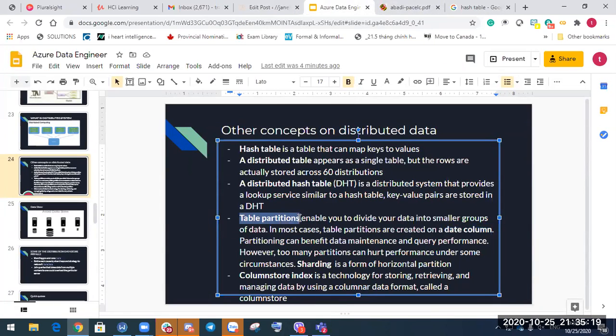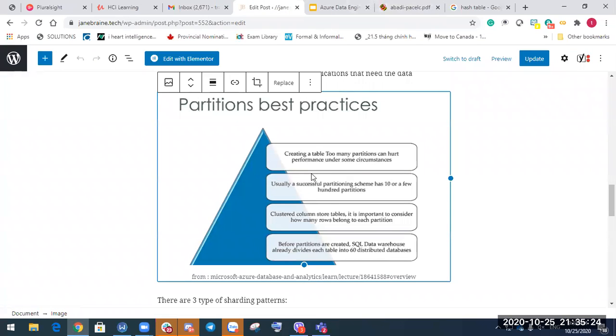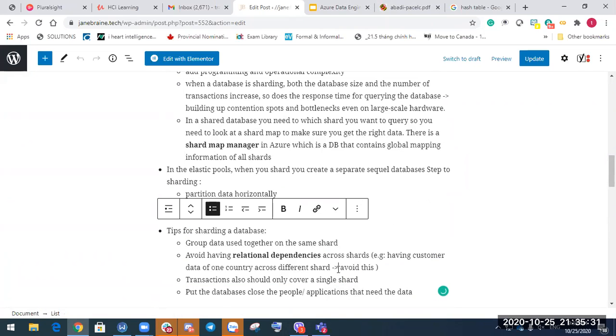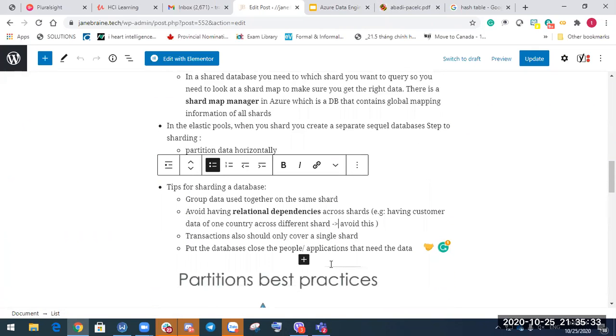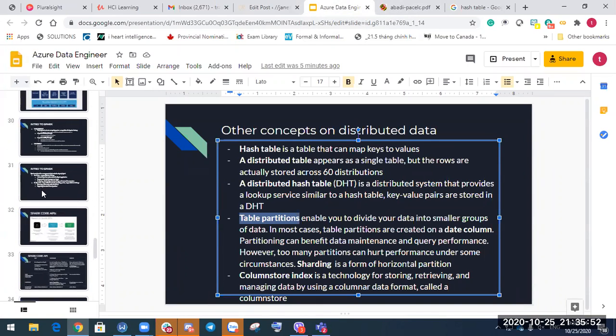But going back in here, we can still carry this concept. Remember I talked about table partitioning, right? This is the best practice for creating partitions, but then for sharding: when you shard, remember to group the data in the same shard and avoid relational dependencies. Transactions should only cover a single shard. I'll also have the Azure best practices in here for you to follow.